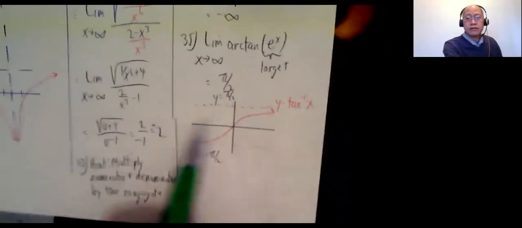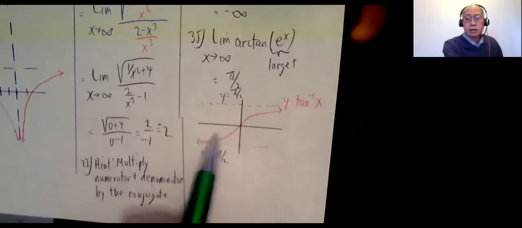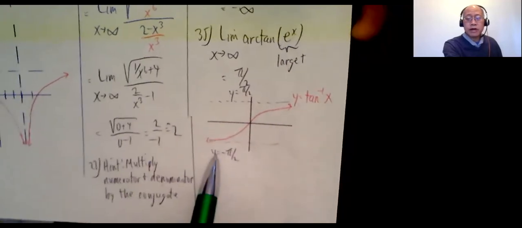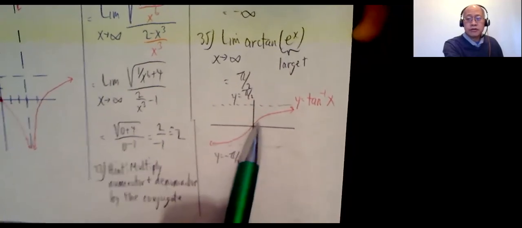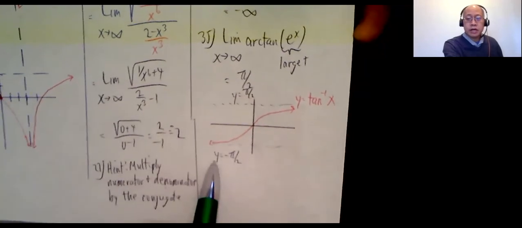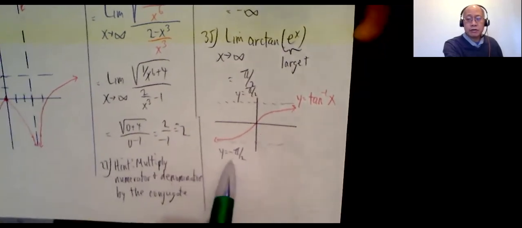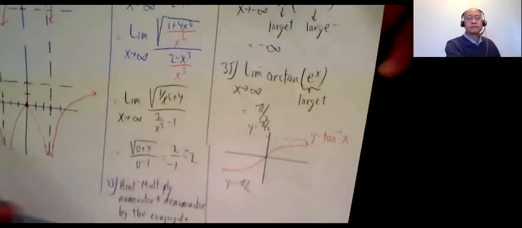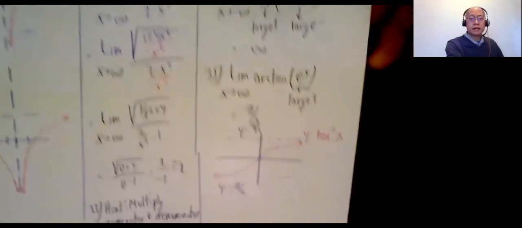So here's the graph of arctangent again. You have horizontal asymptotes at y equals pi over 2 and y equals negative pi over 2. So inverse tangent of a super big number is pi over 2. Make sure you're in radians. Inverse tangent of a negative big number is negative pi over 2. So this one's going to be pi over 2.